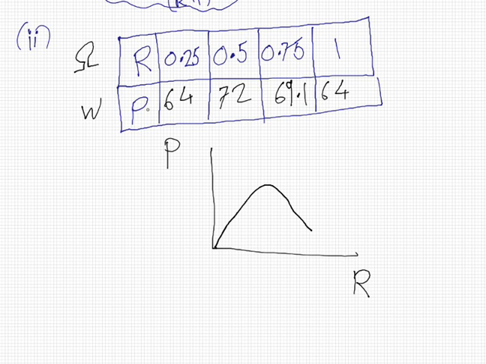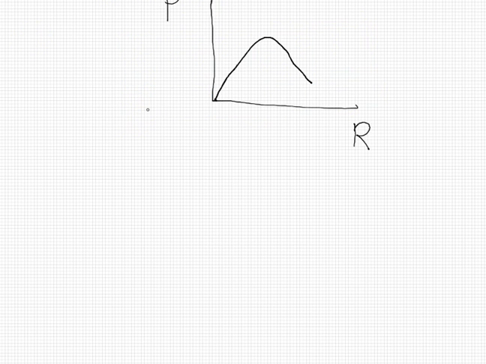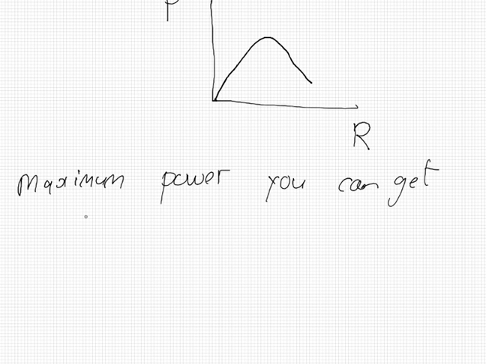0.5. Now, does that number seem familiar? Where have we seen that number before? It's a small resistor, isn't it? And that's the result here. The maximum power you can get is when big R equals small r.